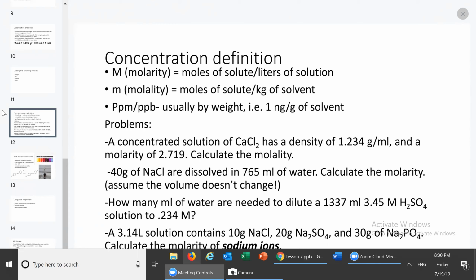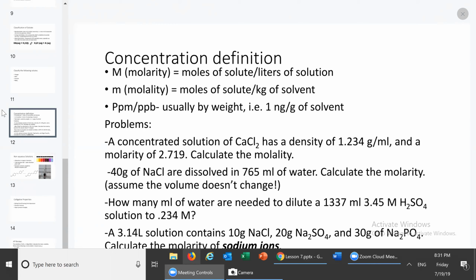Now, we also know the weight of sodium chloride. We have 40 grams. Now, can someone tell me how many moles of sodium chloride we have? How many moles do we have? 0.684. Let me make sure that's right. Yep, great. 0.684 moles. Fantastic.